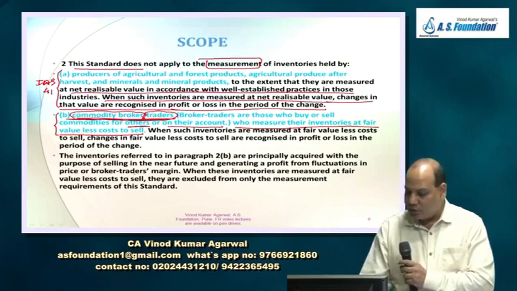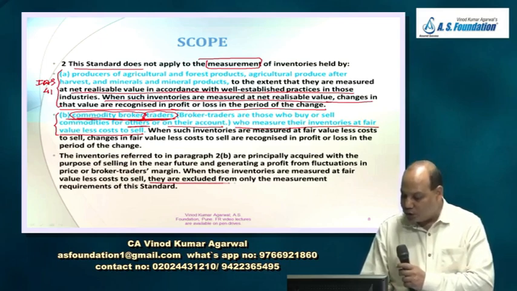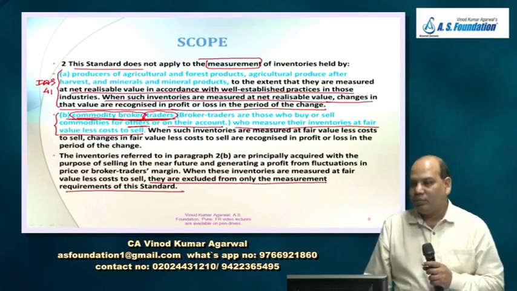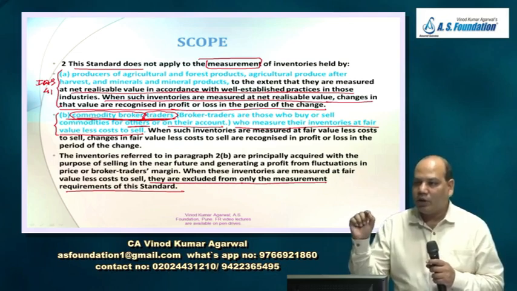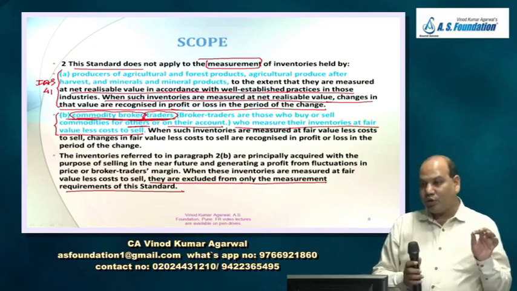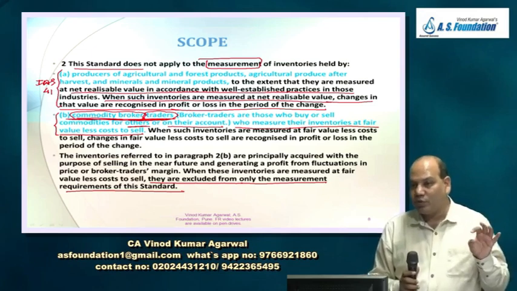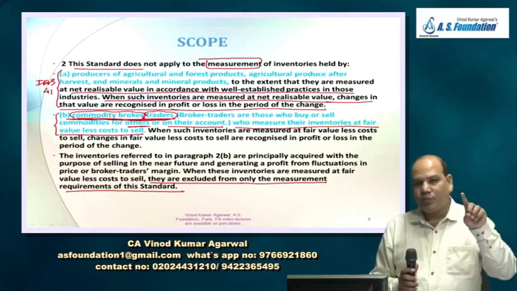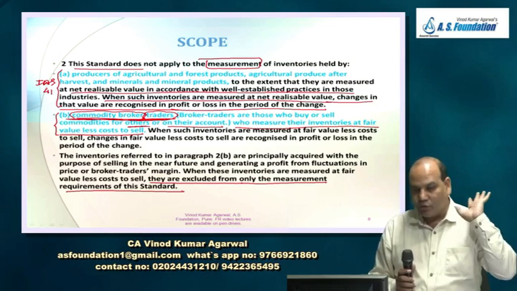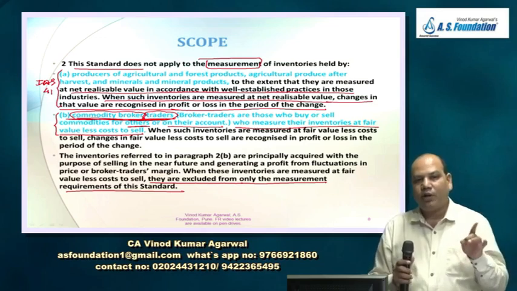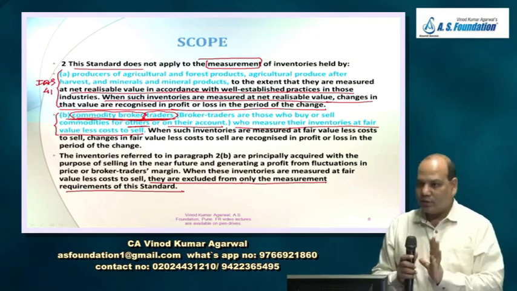When these inventories are measured at fair value less cost to sell, the standard says they are excluded from only the measurement requirement of the standard. Measurement will be done as per fair value less cost to sell. So for producers of agricultural and forest produce, what is the exception? They can follow NRV method as per the practice in those industry. For the commodity broker and traders, they can follow fair value less cost to sell.